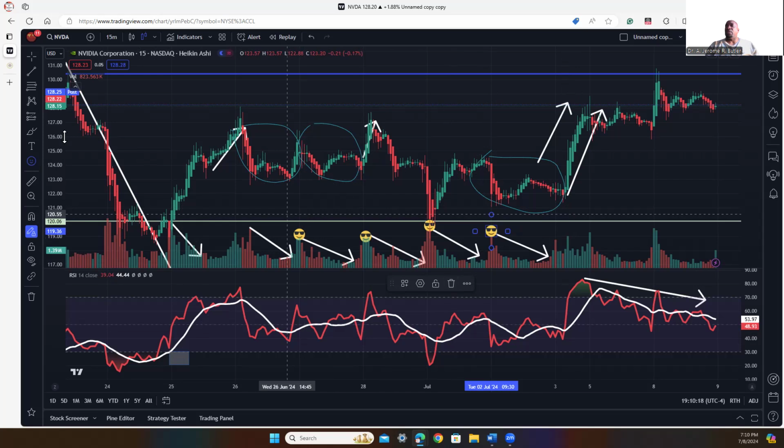I don't need volume. To be honest with you, I don't even need my charting if I have the RSI, because the RSI is going to give you those levels of oversold and overbought. It's going to give you the indicator of what the market is going to do.